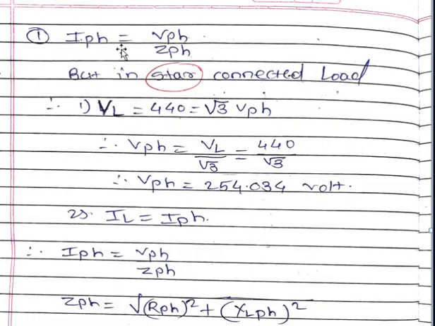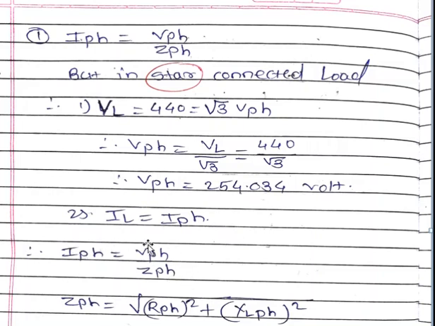Now we calculate the value of IPH. IPH means phase current, which is equal to VPH divided by ZPH. The formula for calculation of VPH is equal to VL divided by root 3. VL means line voltage. Line voltage is given as 440 volt, therefore 440 divided by root 3. Therefore, the value of VPH is equal to 254.034 volt.